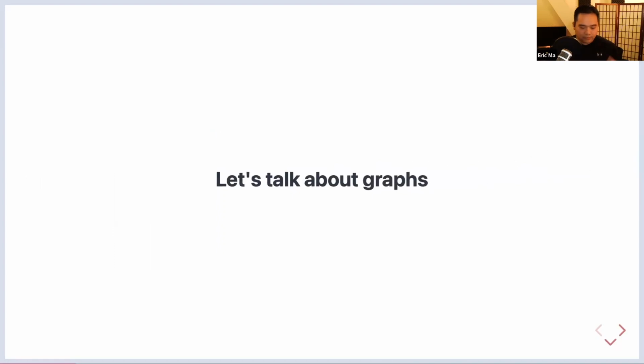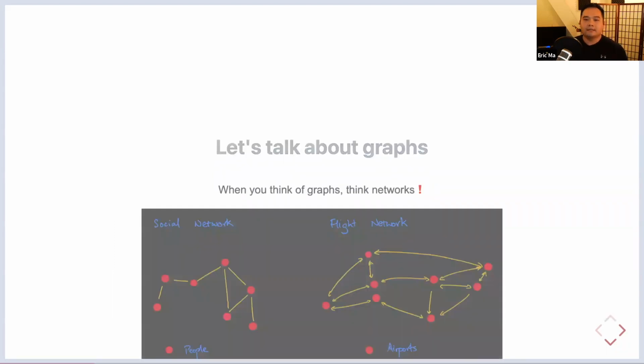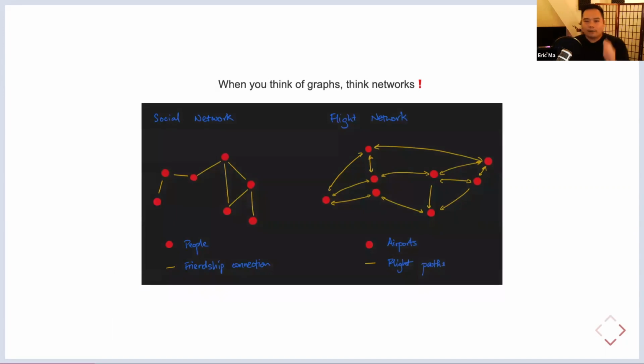Okay, so this is a talk on graph deep learning, which means that we probably have to take a step back and start by asking what are graphs, right? So let's talk about that. When you think of graphs, I want you to think of networks of all kind that you can see inside your daily lives. We know that there are social networks like Twitter and LinkedIn.